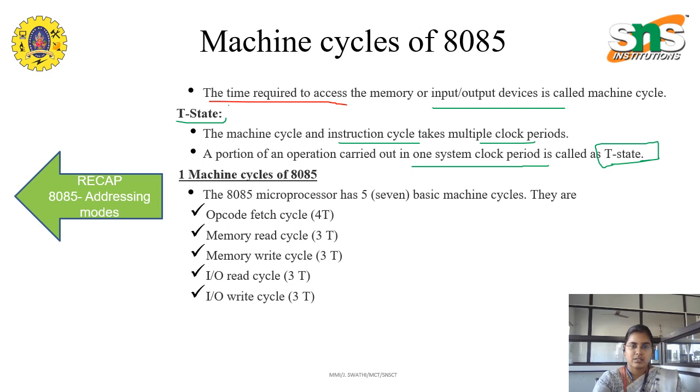The 8085 microprocessor has 5, that is up to 7, basic machine cycles. The main 5 are: opcode fetch cycle, memory read cycle, and memory write cycle. The first one is opcode, that is instruction fetching, then memory reading, and memory writing. The next ones are input output read cycle and input output write cycle. So once we get an instruction, we go for opcode fetch, and next for memory read, memory write, input output read, and write cycle, right?